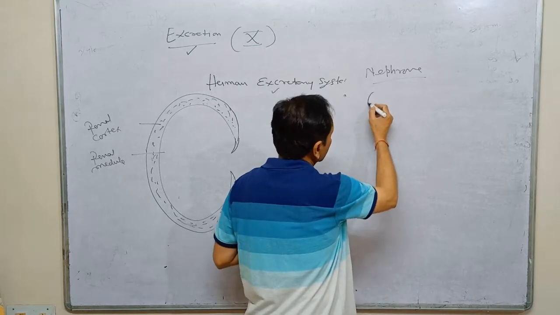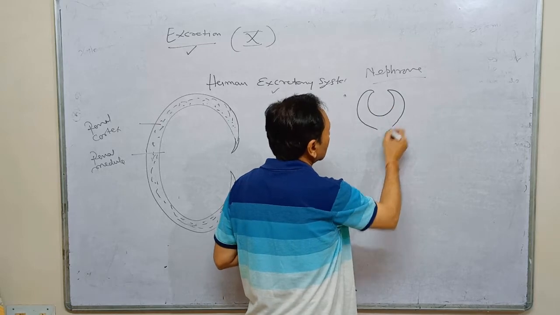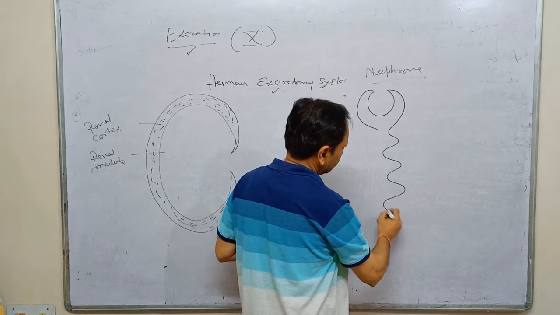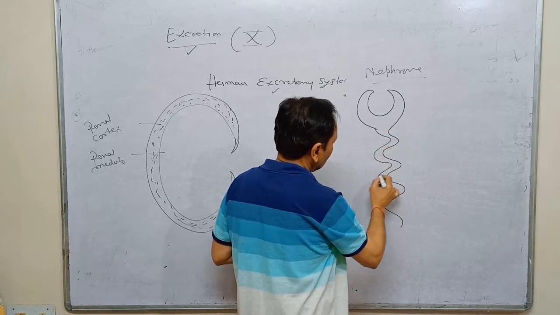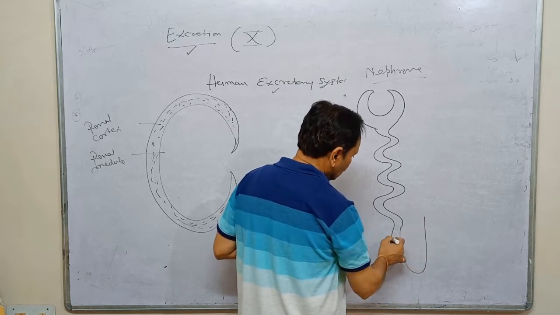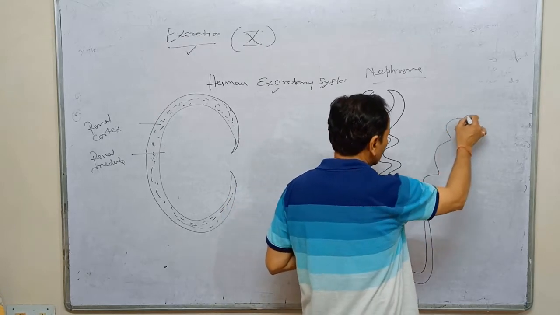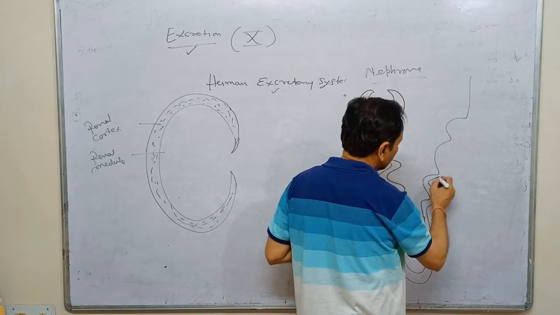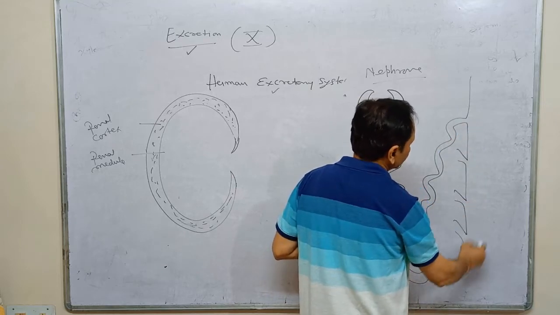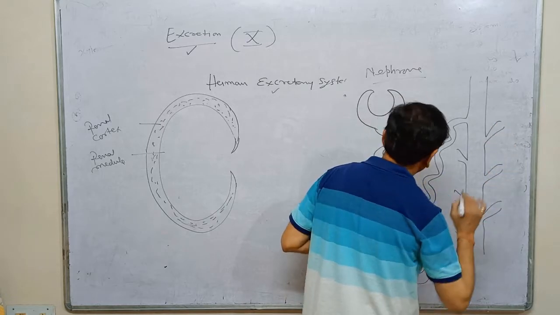It has a bi-layered cup-like structure, having a well convoluted tubular structure, and a U-shaped tubular structure. Again it is a convoluted tubular structure, and then it opens into a certain thick tube.